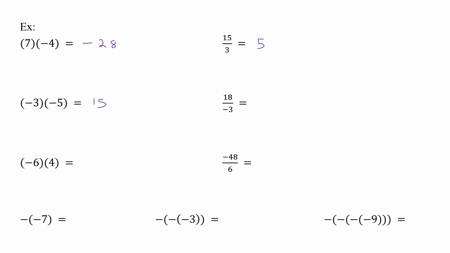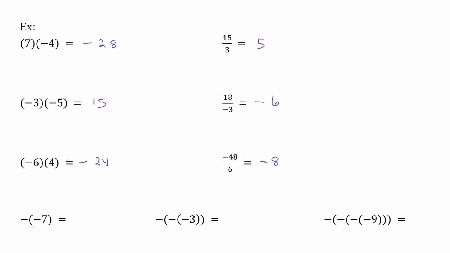Now here we have 18 divided by a negative 3. Well, here we have a positive divided by a negative, so we know our answer is negative. 18 divided by 3 is 6. Here we have a negative 6 times a positive 4. One negative sign only, it's odd, so it's going to be negative. 6 times 4 is 24. Here we have a negative divided by a positive, so we know it's going to be a negative, and 48 divided by 6 is 8.